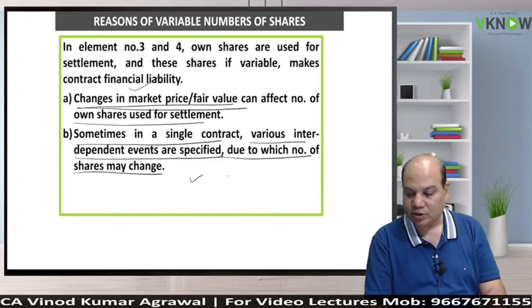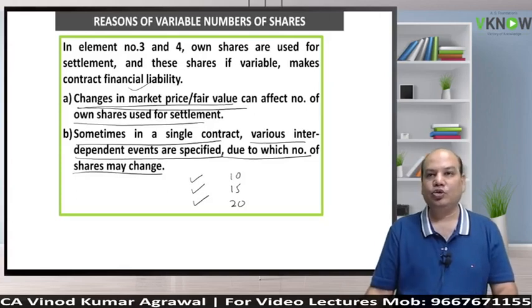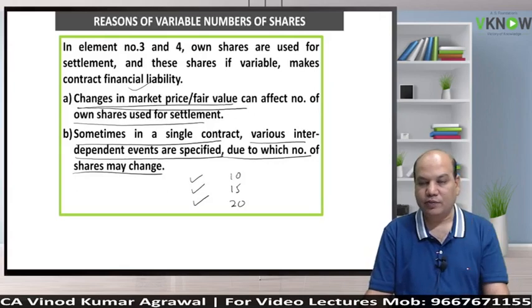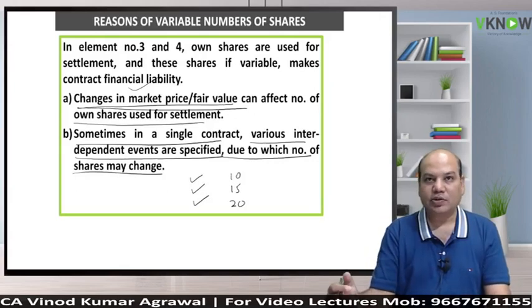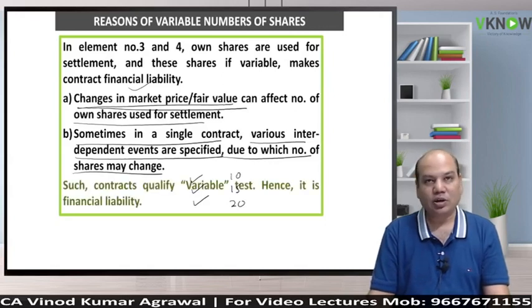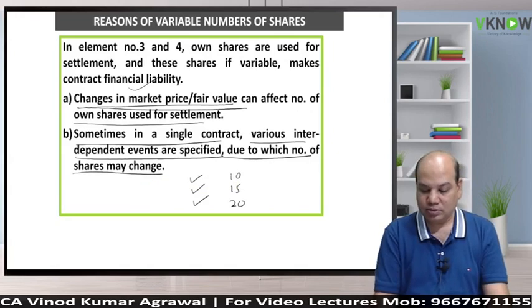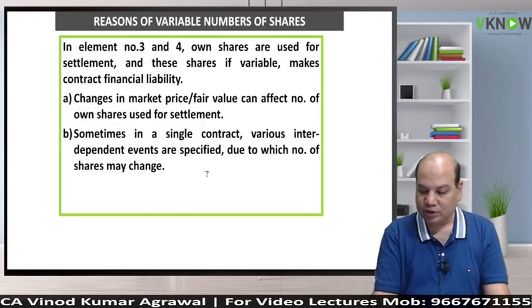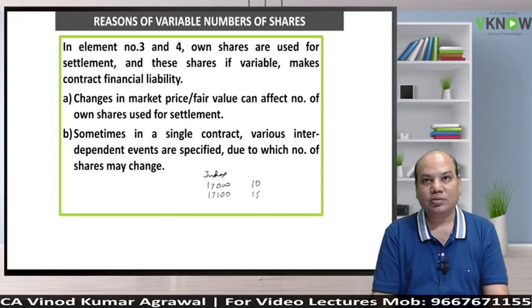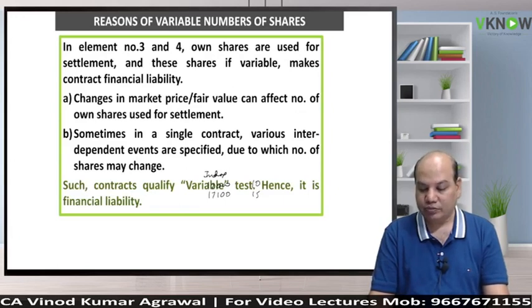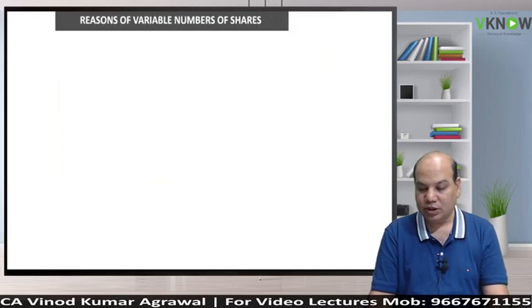So they may say, if this happens, 10 shares will be issued. If this happens, 15 shares will be issued. If this happens, 20 shares will be issued. So a contract which issues a different number of shares for different events has a variability, and therefore it is a financial liability. If the Nifty index goes to 17,000, we will pay you 10 shares. If the index is 17,100, I'll pay you 15 shares. So the number of shares to be issued is varying. This kind of contract is called a financial liability. Such a contract qualifies the variable test, hence it is a financial liability.